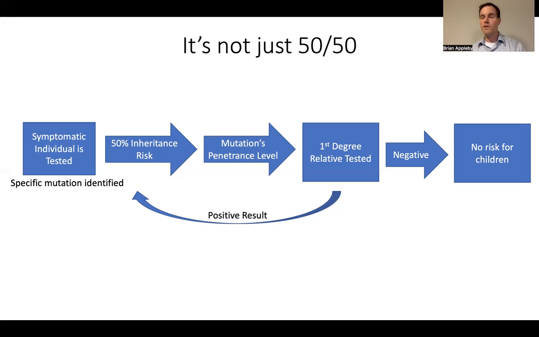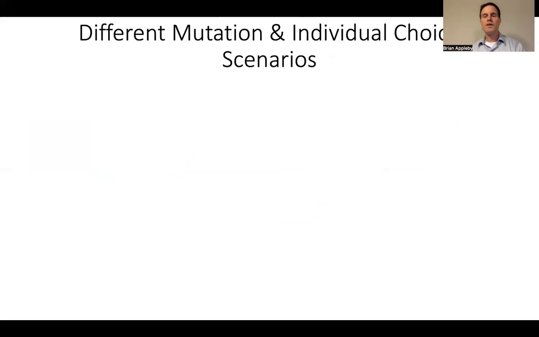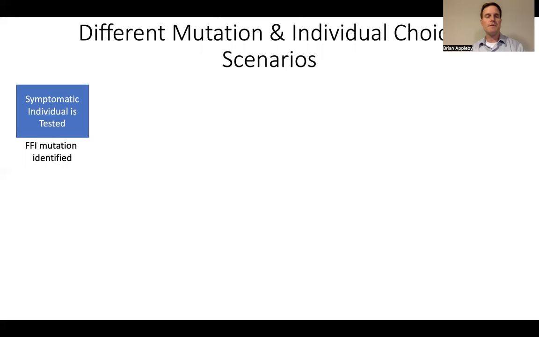They could decide whether or not, when they're of legal age, adult age, whether or not they want to be tested. They would also have to go through this 50-50 risk and the penetrance and all that. Now, I bring that up because we see this oftentimes in clinic, and it's really important to consider, especially if you belong to a family. I'm going to go through a couple of different mutations and individual choice scenarios that I've seen that I think might be helpful for other family members.